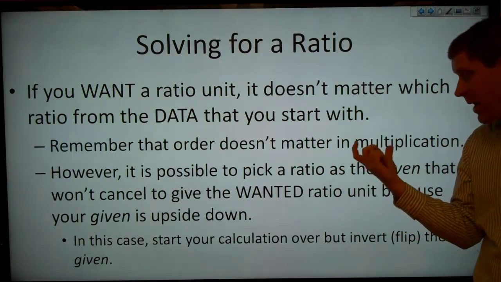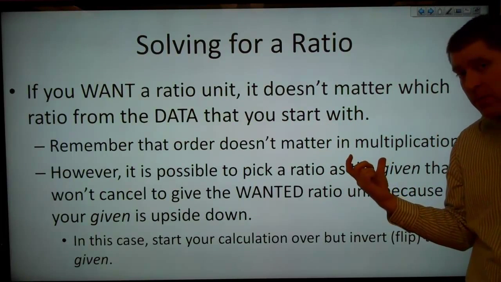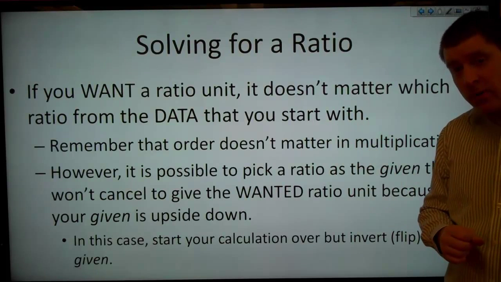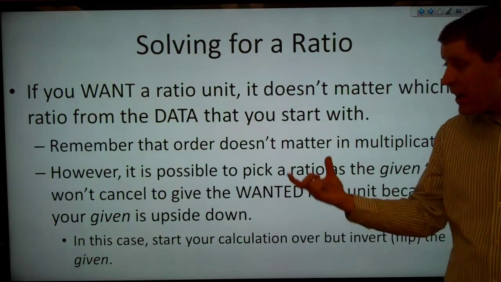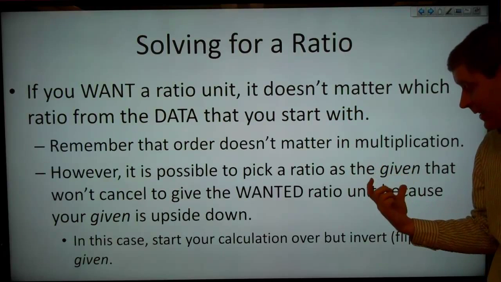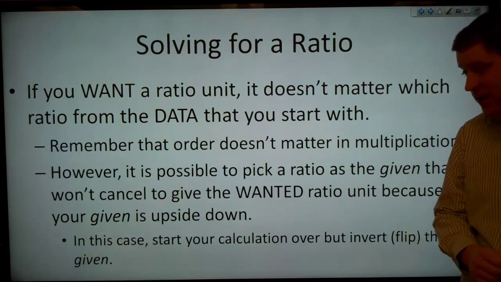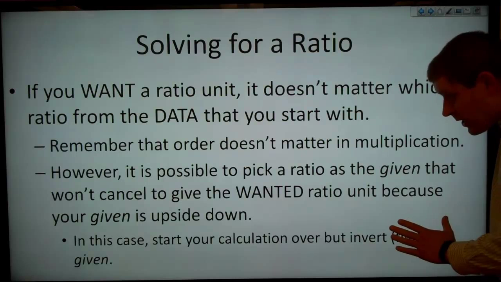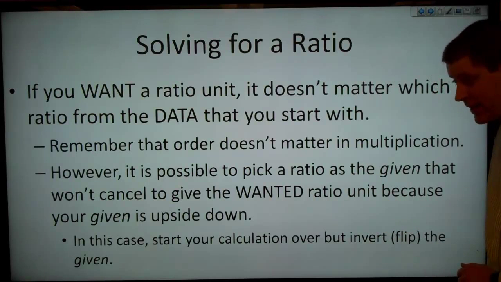So if you want a ratio unit, it doesn't matter which ratio from the data that you start with. Remember that order doesn't matter in multiplication. So it doesn't matter which one that we're starting with here. But it is possible to pick a ratio as the given which won't cancel to give the wanted ratio unit because the given is upside down.